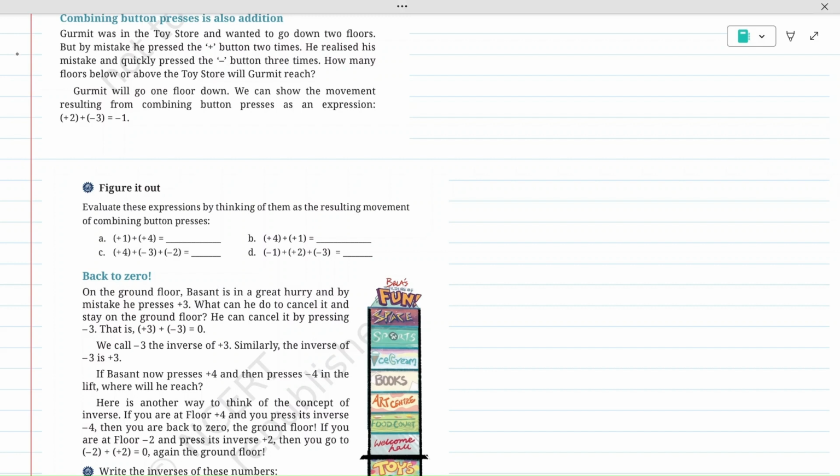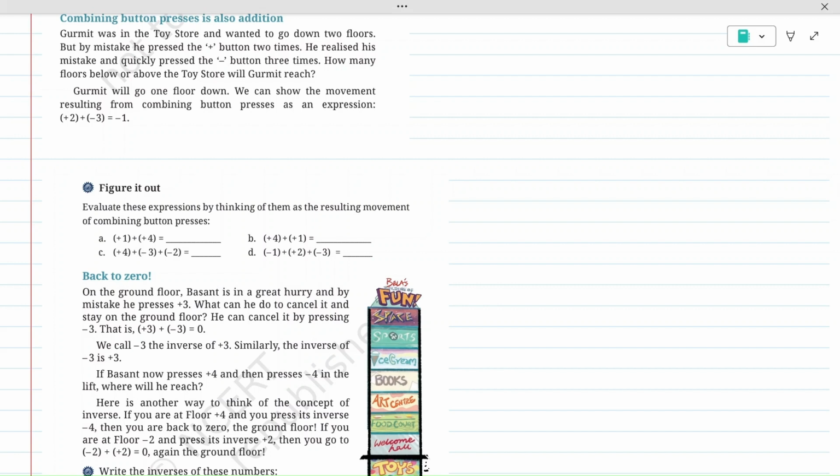So what it says is Gurmeet was in the toy store. So that means Gurmeet was here in the toy store. And now he wanted to go down 2 floors. So where he wanted to go? 2 floors down. That means he wanted to go here in the cinema. Now, but by mistake, he pressed the plus button. So kids, if he wanted to go down, he should have pressed the minus button.